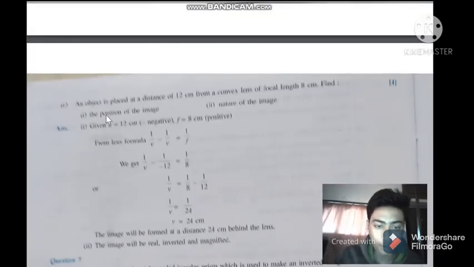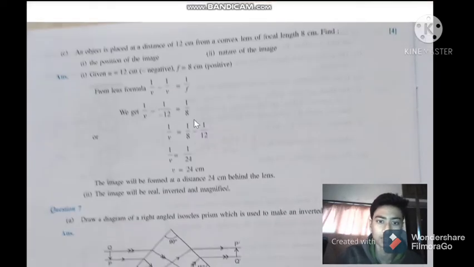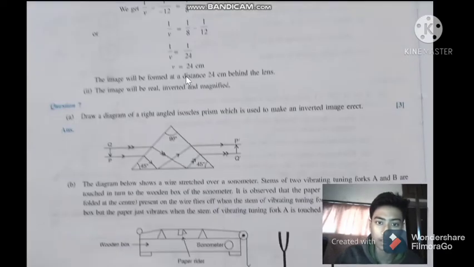Okay, an object is placed at a distance of 12 cm from a convex lens of focal length 8 cm. Find the position of the image and nature of the image. Simply you are going to put the lens formula 1 by v minus 1 by u is equal to 1 by f. From there 1 by v would come and you would get v as 24 centimeter. It will be 24 centimeter behind the lens.